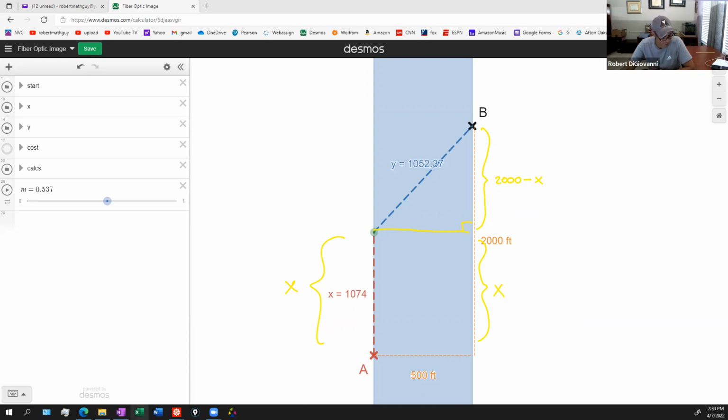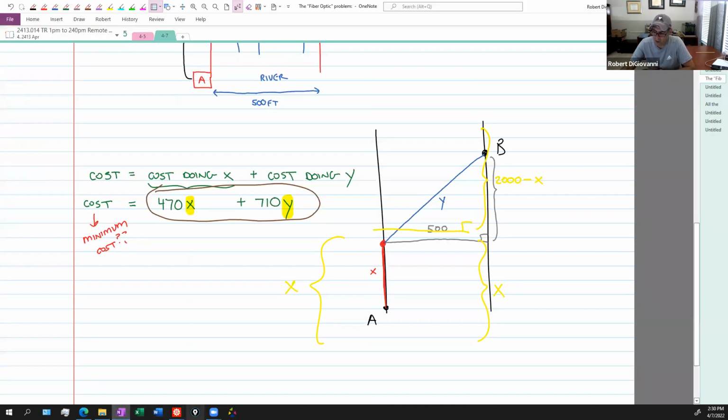Why am I doing that though? If this is 2000, take away x, then don't I have Pythagorean right here? Look, I have 500 squared. I'm gonna need more room. I have 500 squared plus 2000 minus x squared must equal y squared, right? That's just Pythagorean on that triangle.